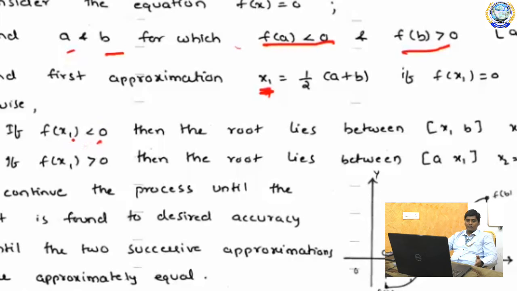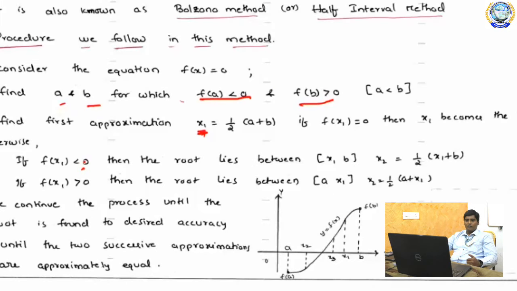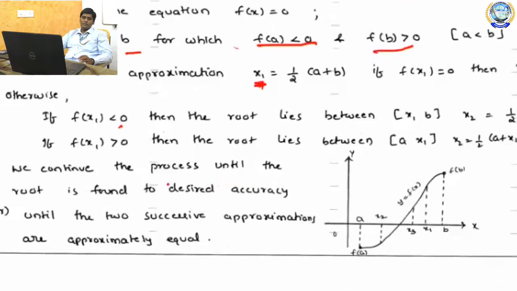So if f of x1 is negative, then I will replace the value a by this x1, so the root lies between x1 and b. If f of x1 is greater than 0, then I replace b with this x1, so the root lies between a and x1. I will continue this process up to the desired accuracy of the root, or simply until two successive approximations are approximately equal.